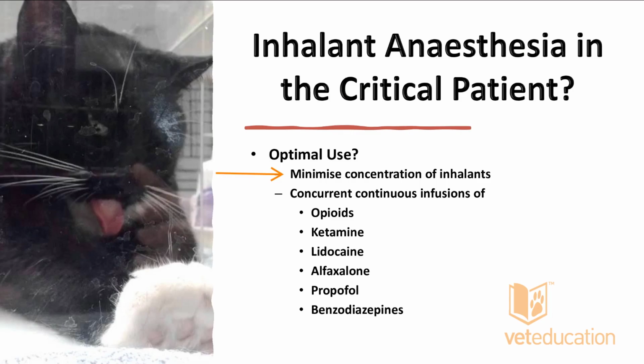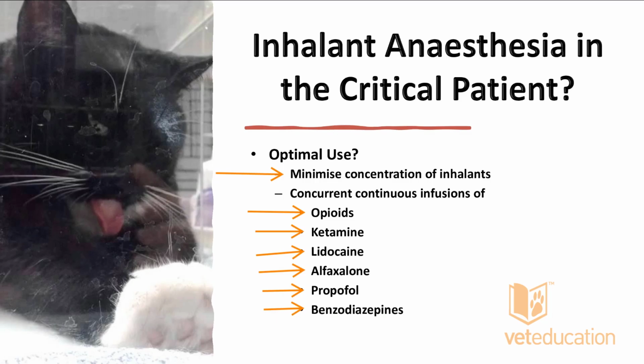However, if I just reduce the concentration of my isoflurane without replacing my anesthesia protocol with anything else, my patient's going to wake up, and that's undesirable. So I need to then think about using continuous infusions of some other things like opioids, like fentanyl, like ketamine and lidocaine. You could also use continuous infusions of alfaxalone or propofol, and you could even add in there some benzodiazepines as well.